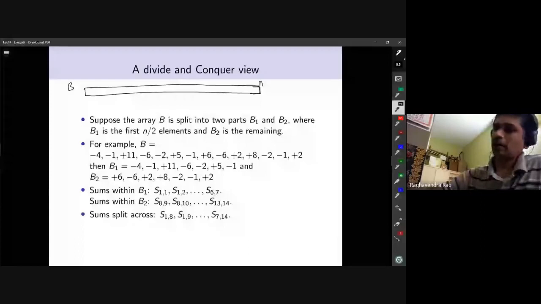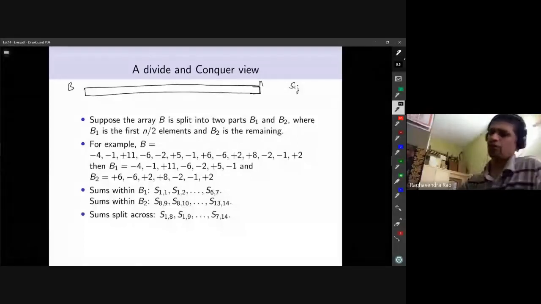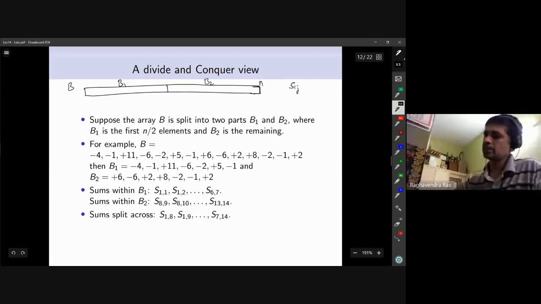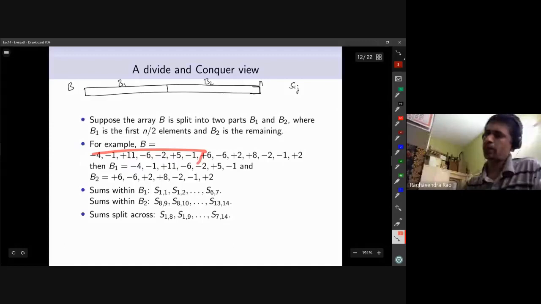Our idea is to compute i less than or equal to j such that Sij is the maximum, right? Let's suppose we divide the array into two parts. The first part we call B1, and the second part we call B2. In this example, I take B1 as the first 7 elements, and the remaining 7 elements are B2.